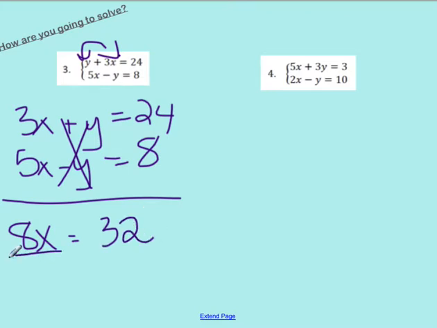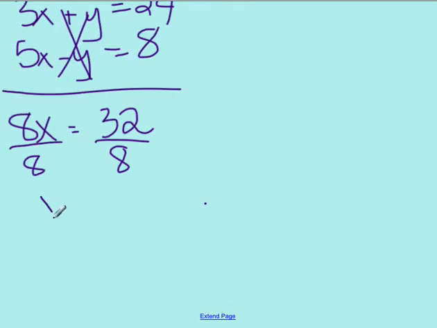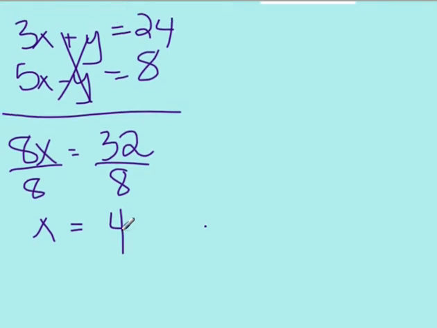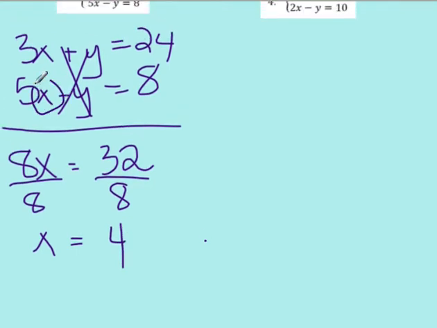That 8 is being multiplied by the x, so I'm going to divide both sides by 8. 32 divided by 8 is going to give me 4. So there I get that x is equal to 4. Now I can substitute it back in for x in the first or the second equation. I'm just going to plug it back in to the first one.